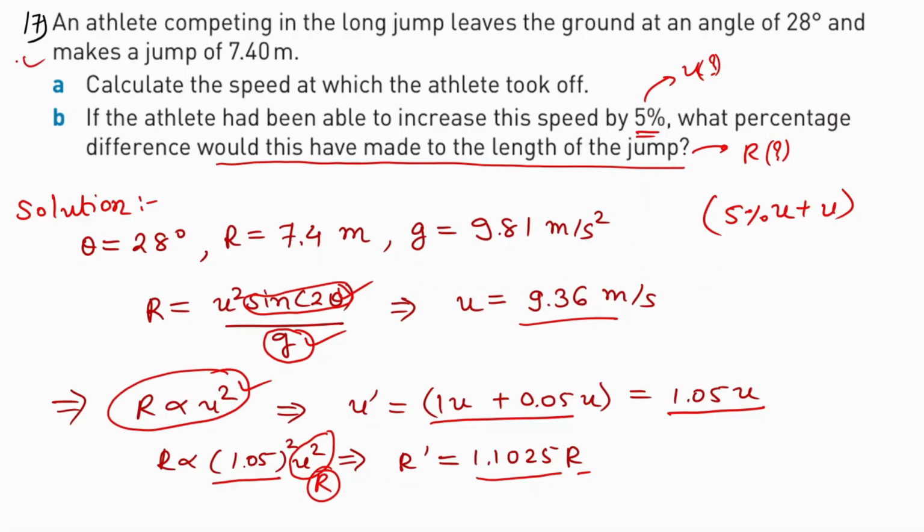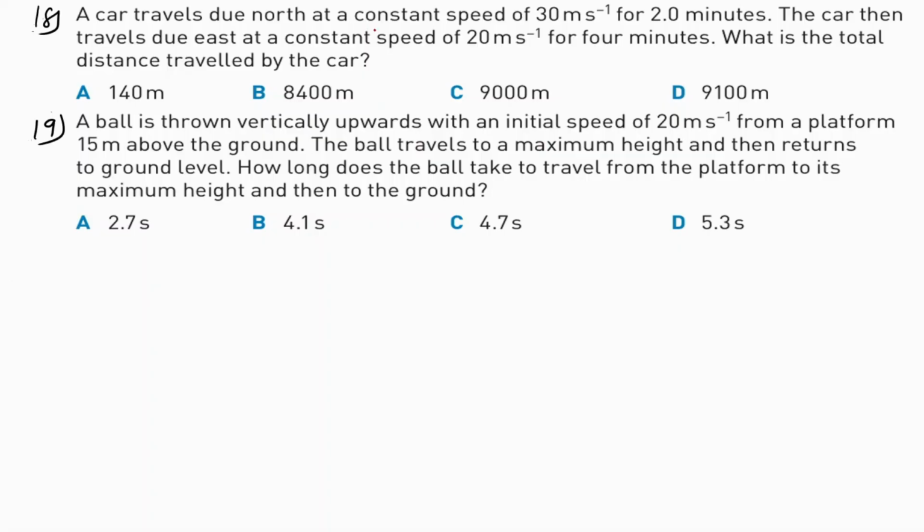Question number 17. It says a car travels due north at a constant speed of 30 meters per second for 2 minutes. The car then travels due east at a constant speed of 20 meters per second for 4 minutes. What is the total distance traveled by the car? So we need a total distance, so you don't bother about whether it goes north, south, east or west. You have to just get the distance of the first case, then the distance of the second case, and just add them rather than bothering about the direction.